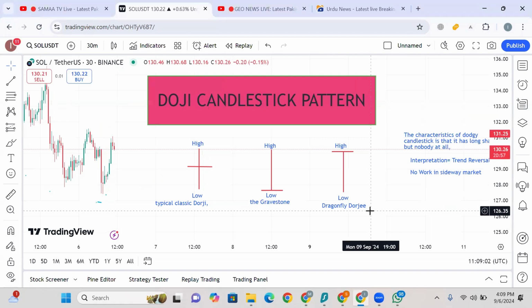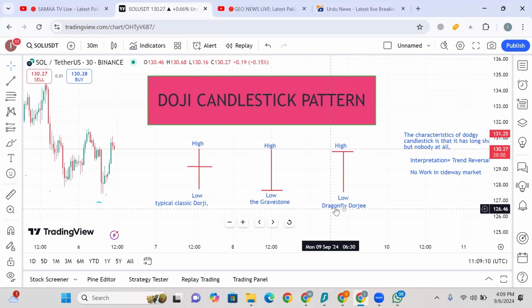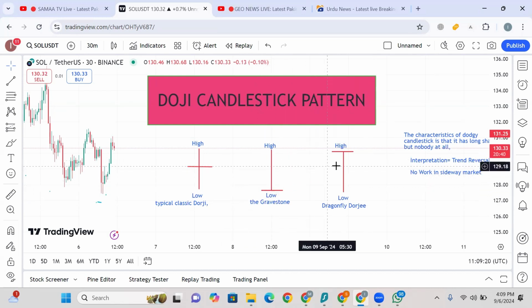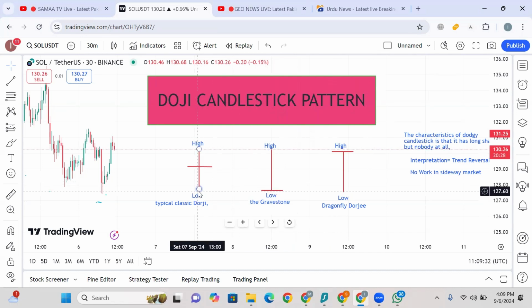So basically there are three major types of doji candlestick: the typical classic doji, the gravestone doji, and the dragonfly doji. The characteristics of a doji candlestick: it has long shadows but no body at all. It indicates there is a tug of war between the buyers and sellers, who are confused as to what to do and what not to do. This is the typical classic doji candlestick, also known as the long-legged doji.